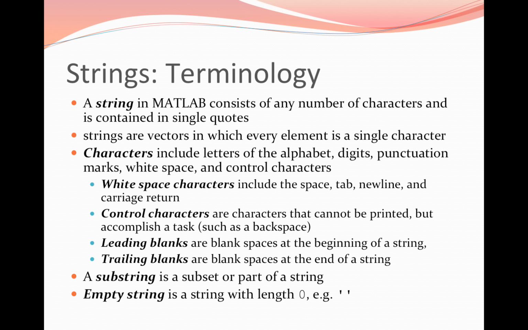So that could include letters of the alphabet, both upper and lower case, digits, punctuation marks, white space, control characters. White space characters include things like the space, the tab, new line, carriage return, and so forth. And control characters are characters that you can't actually see, they can't print, but they do something. They accomplish a task, such as a backspace. You can have leading blanks, which are blank spaces at the beginning of a string, and you can have trailing blanks, which are blank spaces at the end of a string.